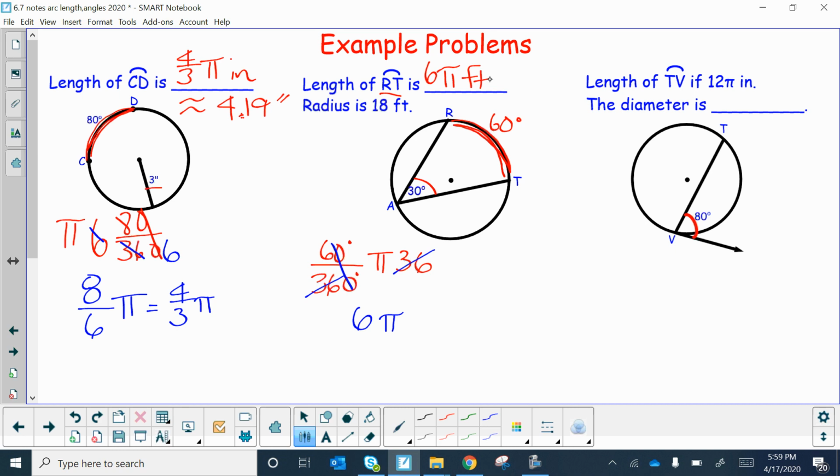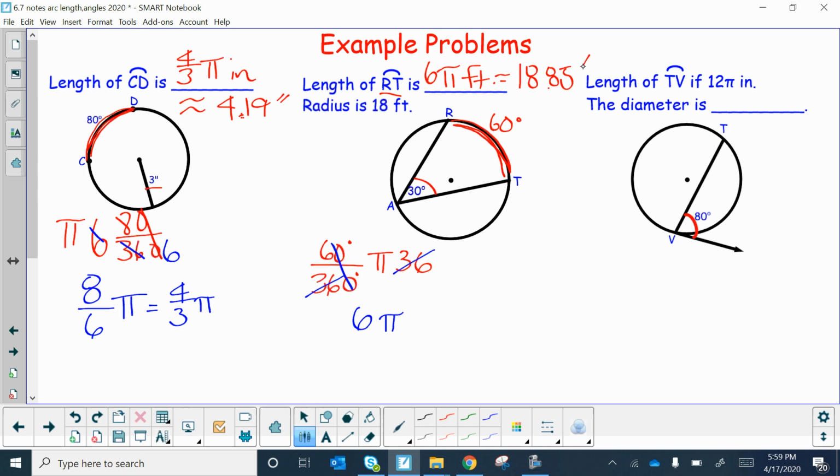Okay. If it's asking for the estimate, you're going to multiply 6 times pi in the calculator, and that's roughly 18.85 feet. All right, let's try one more length problem.